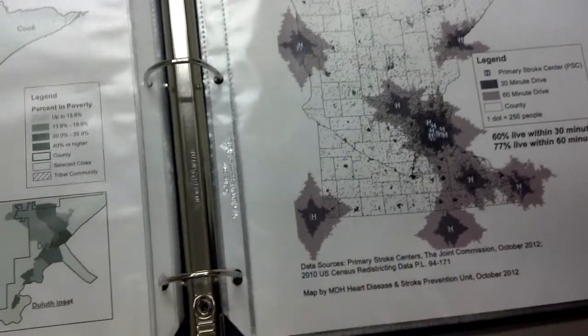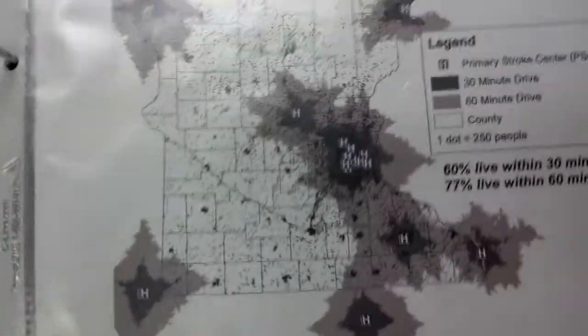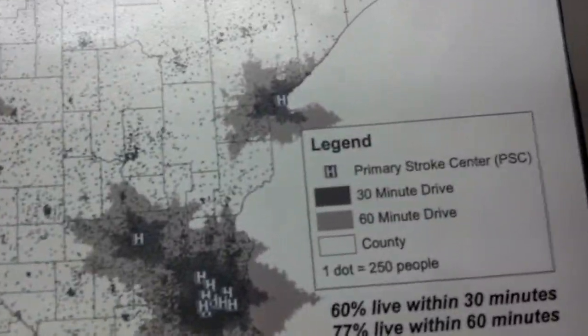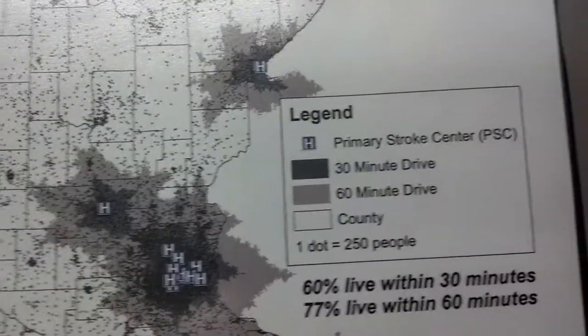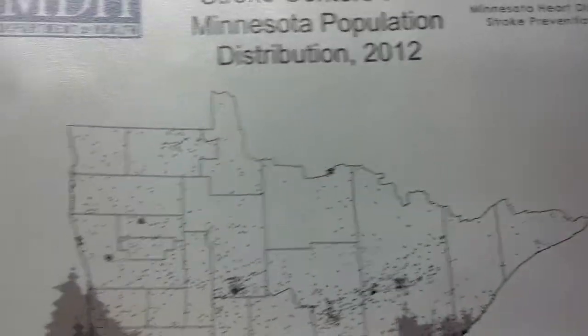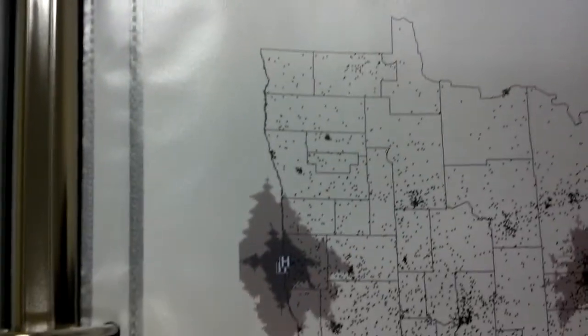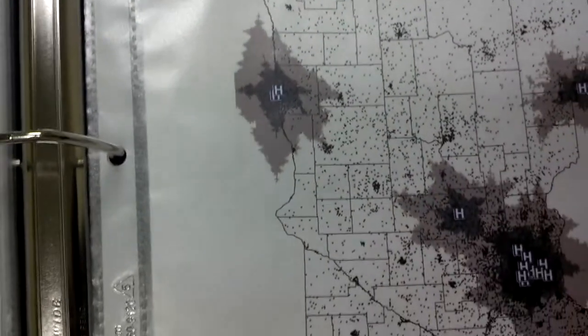We used Network Analyst in order to establish the 30 and 60-minute drive times around the primary stroke centers in the state and on our borders. And we were able to identify these huge wide expanses of the state where there are individuals living represented by these black dots. And we identified that 25% of our state's population was outside that 1-hour drive time.